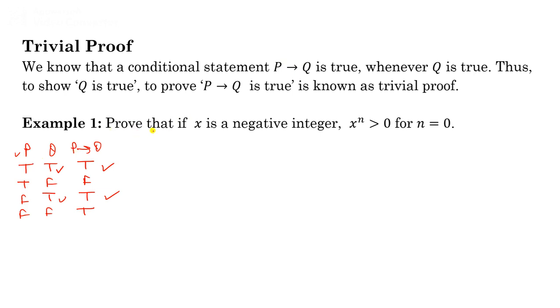Look at this example. Prove that if x is a negative integer, x raised to power n is greater than 0 for n equal to 0. So this is the condition and this is the conclusion. Here for n equal to 0, x raised to power 0 equals 1, and this is greater than 0. So this is true. It means the conclusion is true. Therefore this statement is true. No need to check the condition. So this is known as trivial proof.